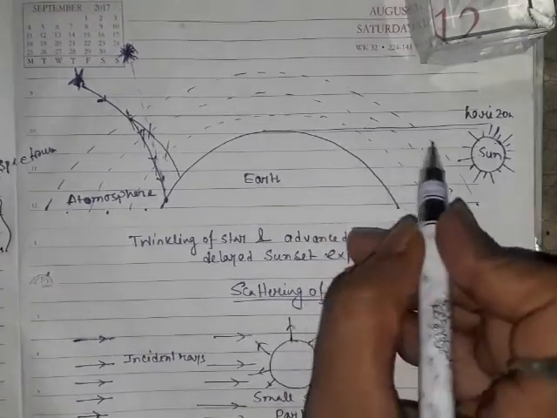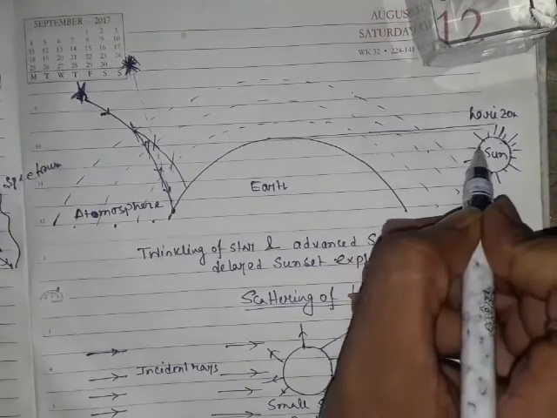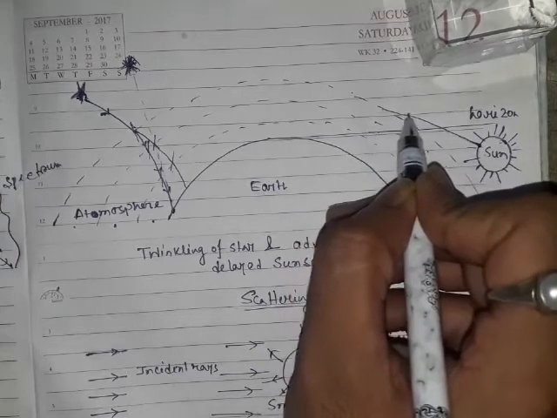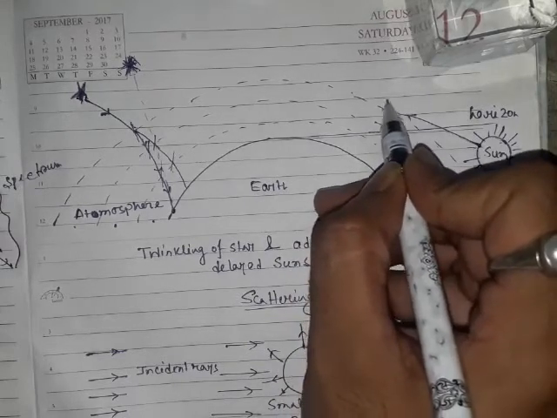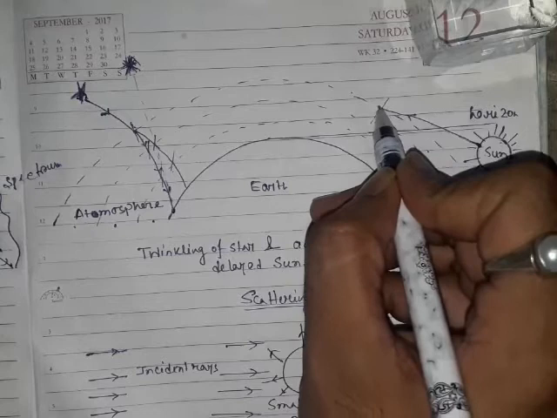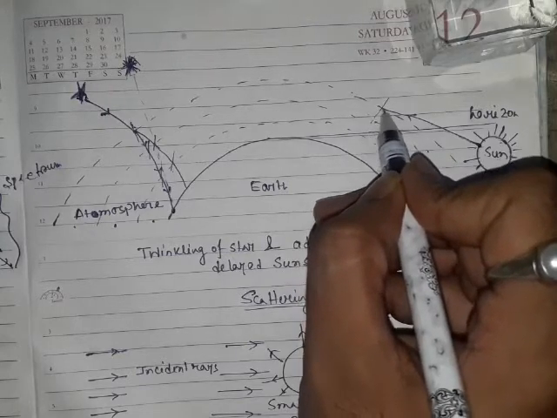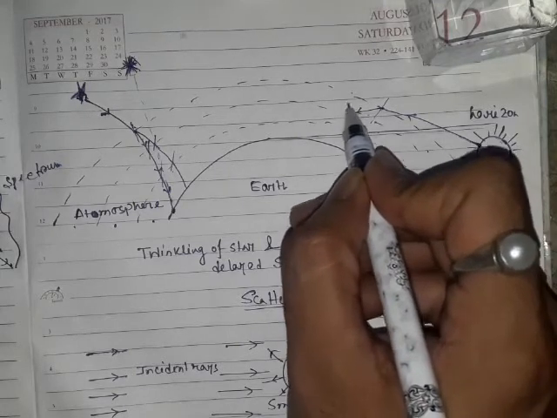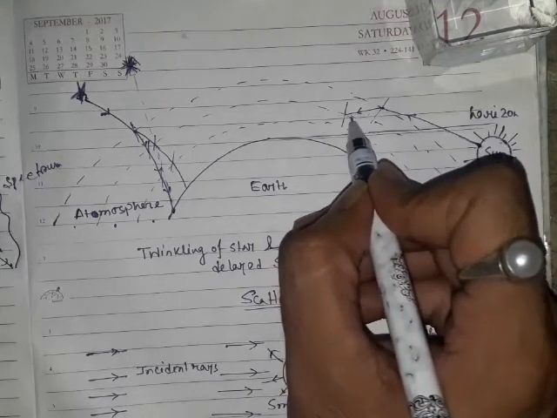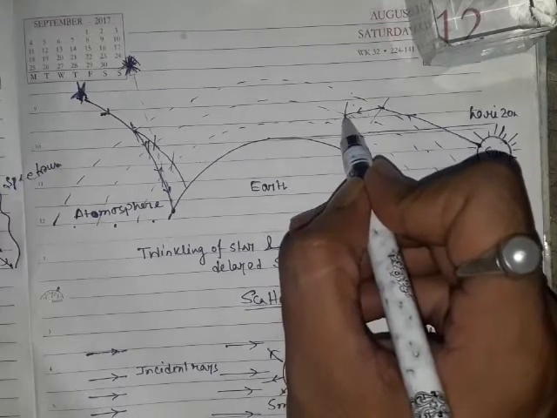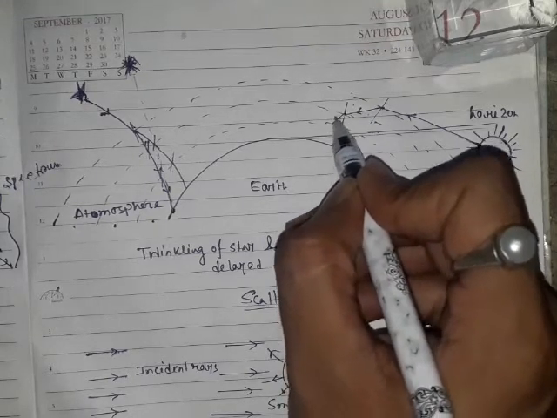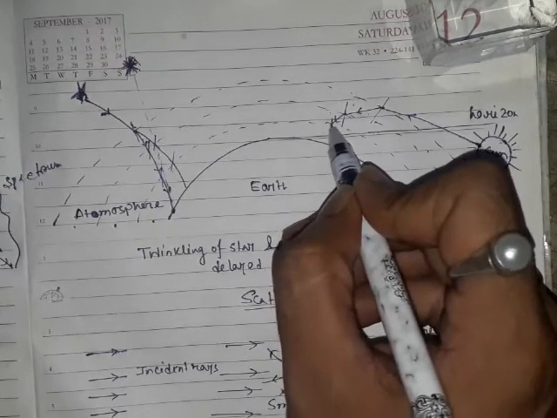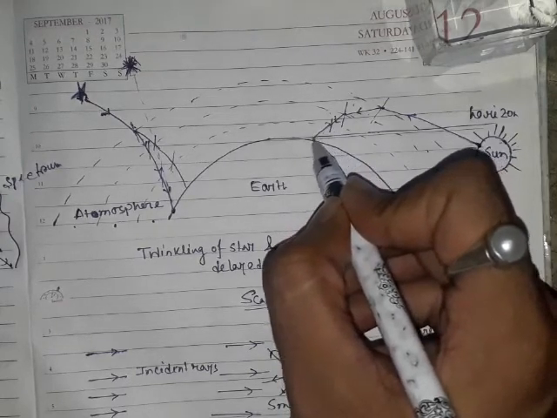Now, some ray of light is incident here like that. This is your rarer medium and this one is your denser medium. So light will move towards the normal, it will come like that. Again, at that interface, this one is rarer, this one is denser, it will bend again towards the normal, and again at the next layer it will bend towards the normal.